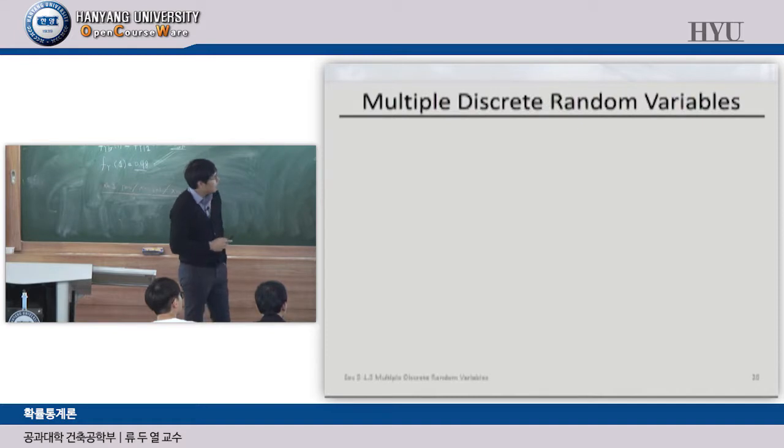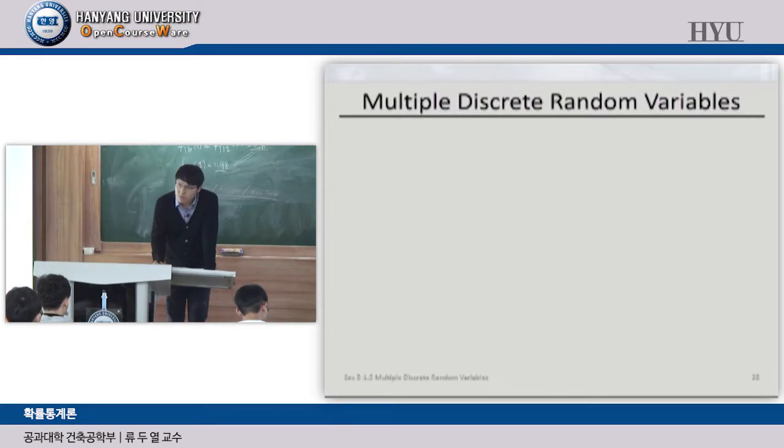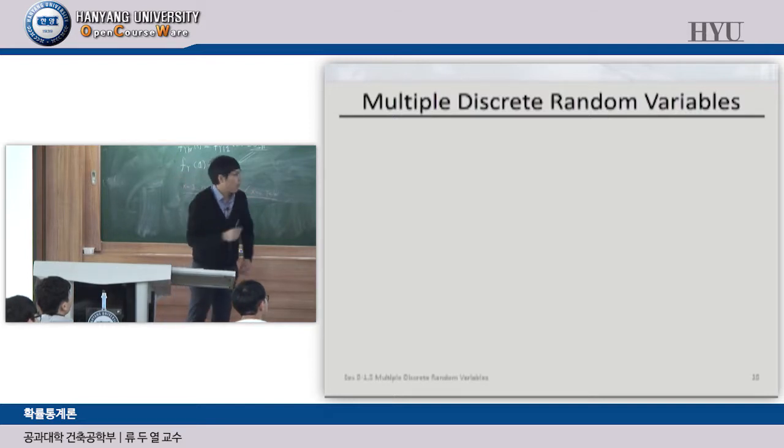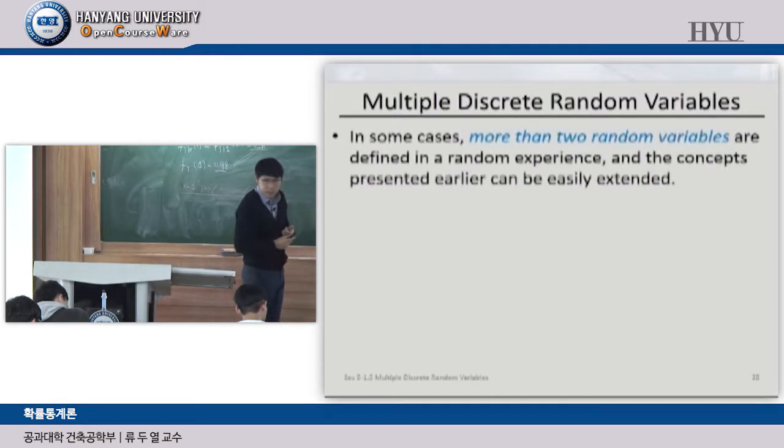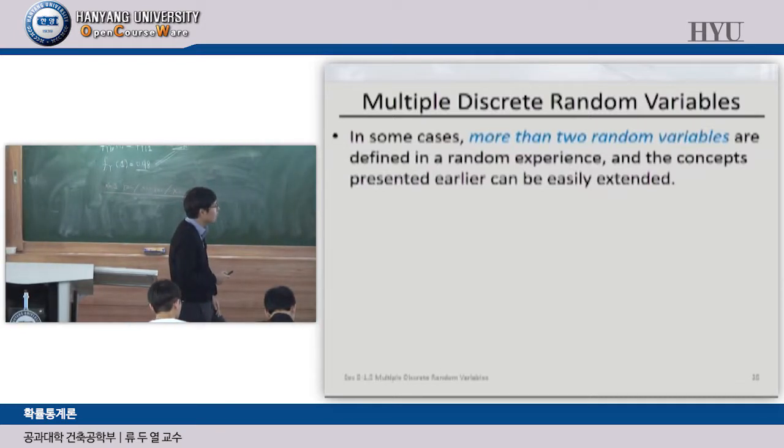Okay? And now I'm going to explain about the multiple discrete random variables. Up to this page, we have learned about the probabilities by using only 2 discrete random variables, X and Y. But in some cases, more than 2 random variables are defined in a random experiment, and the concept presented earlier for the case of 2 discrete random variables can be easily extended, okay? And you guys can see how we can extend the equations from now on.